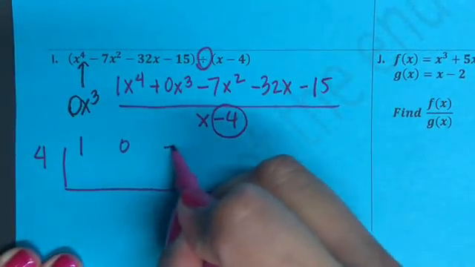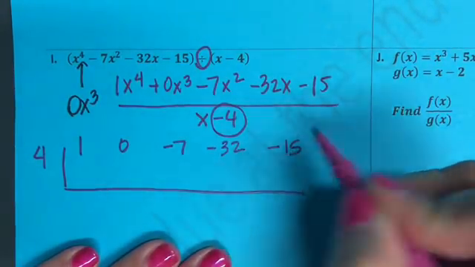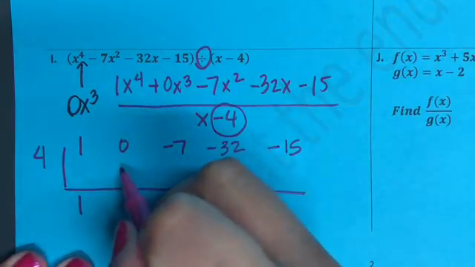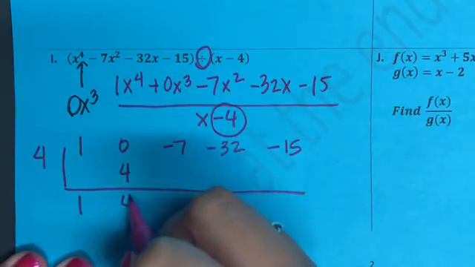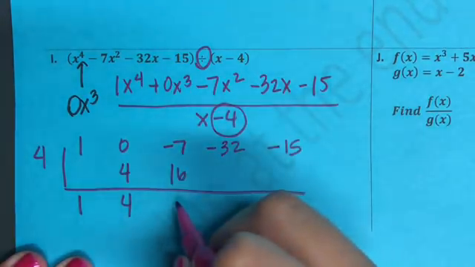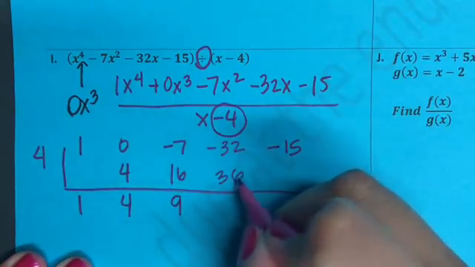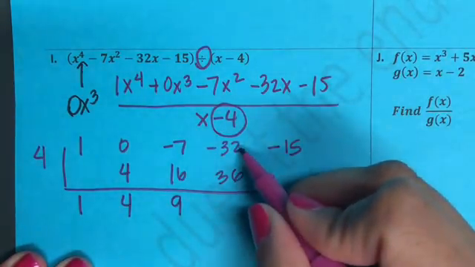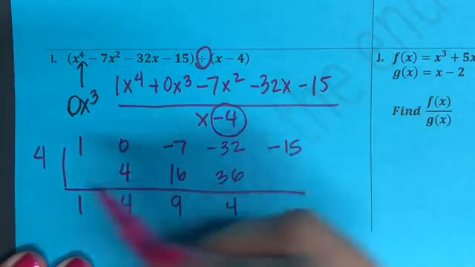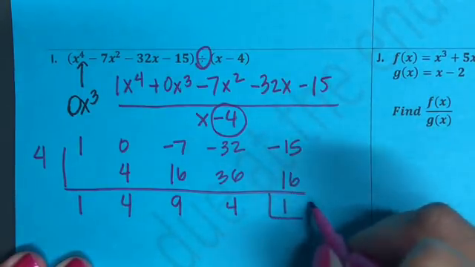So then it's the opposite, 4 divided by, and you're going to make a column for every single coefficient. 1, 0, -7, -32, -15. The 1 comes down. 4 times 1 is 4. 0 plus 4 is 4. 4 times 4 is 16. -7 plus 16 is 9. 4 times 9 is 36. Negative 32 plus 36 is 4. 4 times 4 is 16. My remainder is going to be 1.